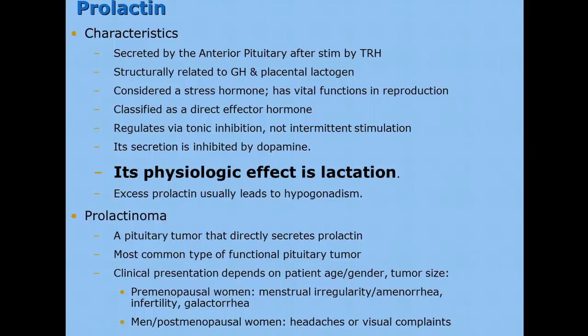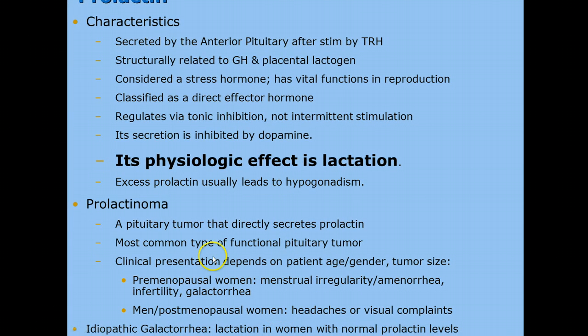A prolactinoma is a pituitary tumor that directly secretes prolactin, too much of it. Clinical presentation depends on the age and the tumor size. Usually with premenopausal women, we'll find menstrual irregularities, amenorrhea, infertility, and galactorrhea, which is leaking milk when you're not supposed to be. Men and postmenopausal women, we can find headaches or visual complaints.